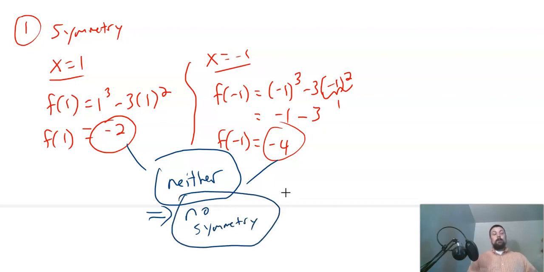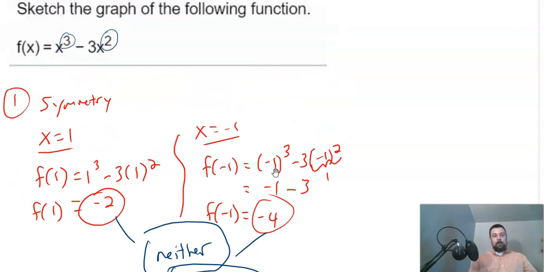Okay, so I find the symmetry step of this process to probably be the least fruitful. It takes time to determine, and most of the time there won't be symmetry anyways, but it's something that we're asked to do, so that's why I make sure to do it.